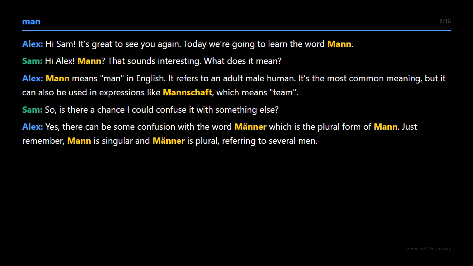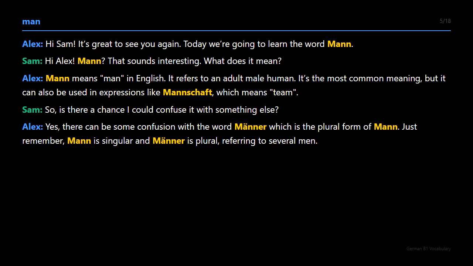It's the most common meaning, but it can also be used in expressions like Mannschaft, which means team. So, is there a chance I could confuse it with something else? Yes, there can be some confusion with the word Männer, which is the plural form of Mann. Just remember, Mann is singular and Männer is plural, referring to several men.